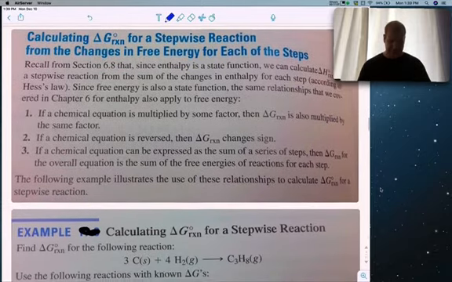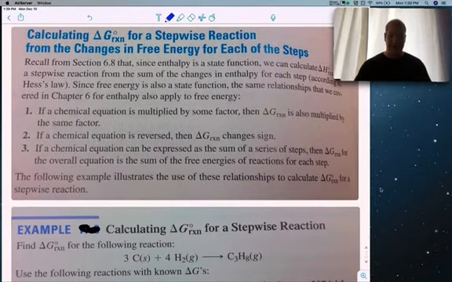Okay. So let's talk a little bit more about Gibbs free energy stepwise. If you notice, these are exactly the same for enthalpy. If a chemical equation is multiplied by some factor, delta G is multiplied by that same factor. So if you get so much energy off of 1 gallon of gasoline, if you double the amount of gasoline, you double the energy. If a chemical equation is reversed, delta G changes sign.